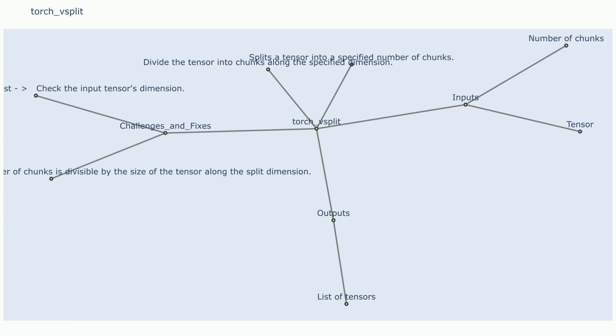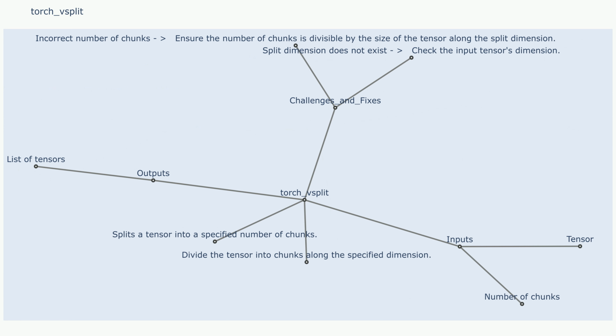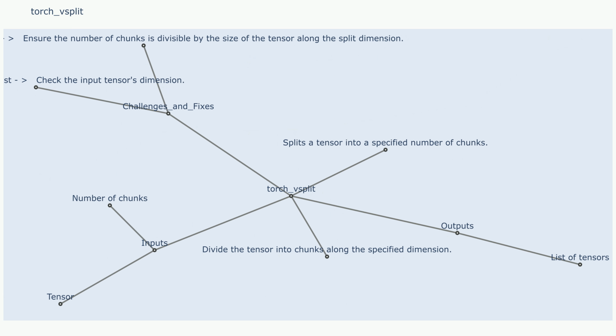torch.vsplit. Description: the torch.vsplit function is a PyTorch operation that splits a tensor into a specified number of chunks along the vertical axis, dimension 0. It divides the tensor into equal-sized chunks if the size of the tensor is divisible by the number of splits. If the size is not divisible, it distributes the remainder across the chunks.